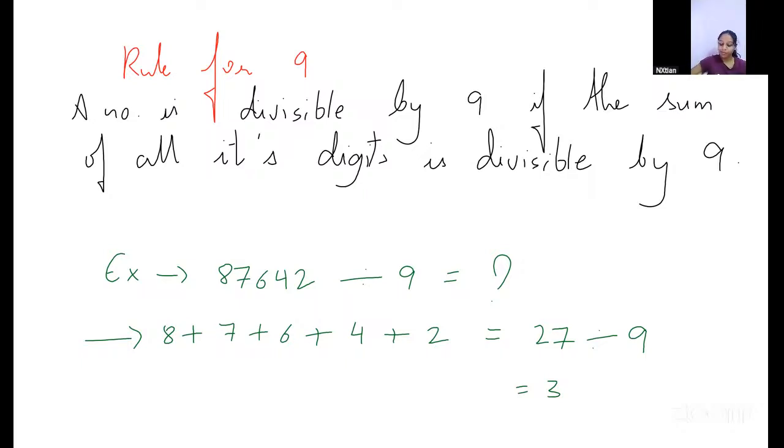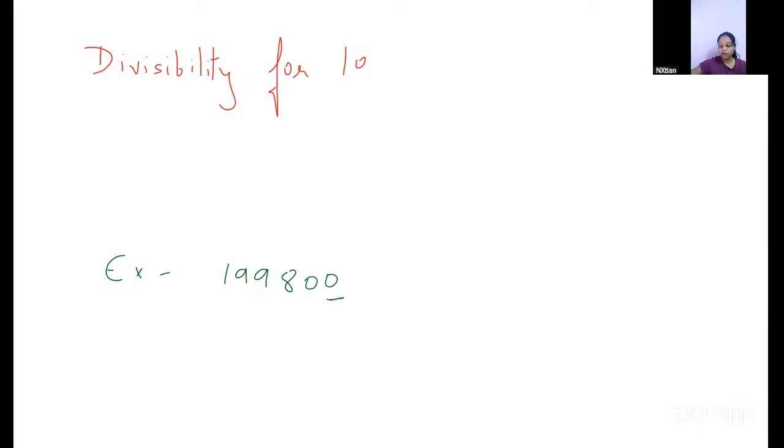Okay. Next, we will see the divisibility rule for 10. This is very simple, the easiest. Anybody is going to tell me what it is? Ma'am, whichever number ends with 0 is divisible by 10. Yes. Any number that ends with 0 is divisible by 10. As simple as that. For example, 199800, ending in 0, means it's divisible by 10.